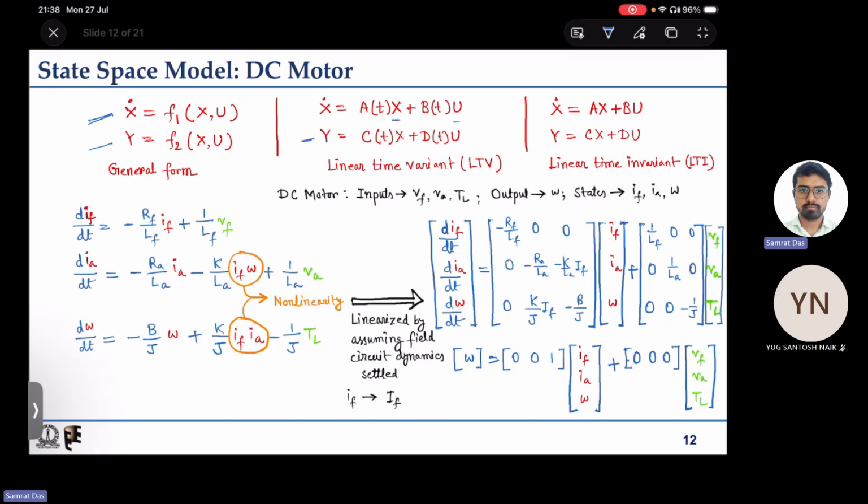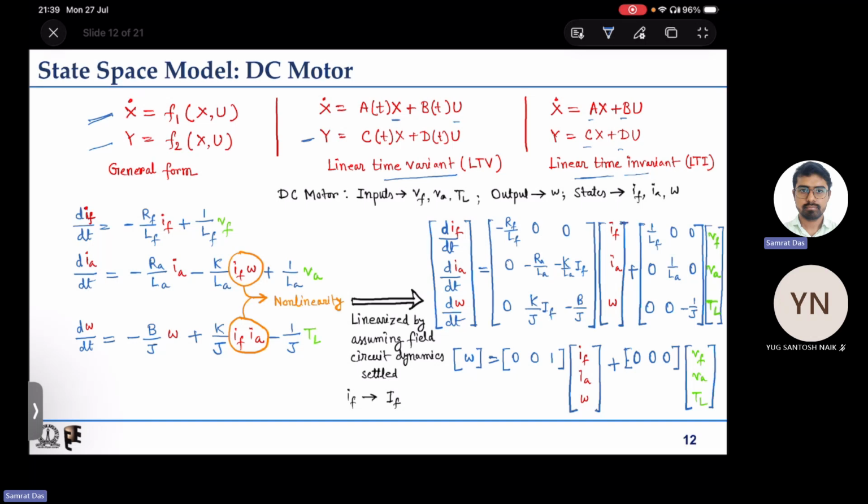In the case where they are varying with time, those systems will be called linear time variant systems, or LTV. But in the cases where the elements of the matrices A, B, C, D are constant, we can tell that the system is a linear time invariant system.